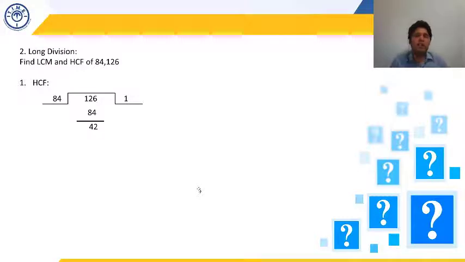And what is the relationship between them? Dividend is equal to divisor into quotient plus remainder. Just write it down here: dividend is equal to divisor into quotient plus remainder. So dividend here is 126, divisor here is 84, quotient here is 1 and remainder here is 42. So 84 into 1 plus 42 is equal to 126, and it comes out the same. Okay, so this relation is very important: dividend is equal to divisor into quotient plus remainder.